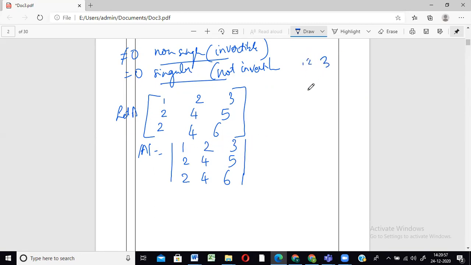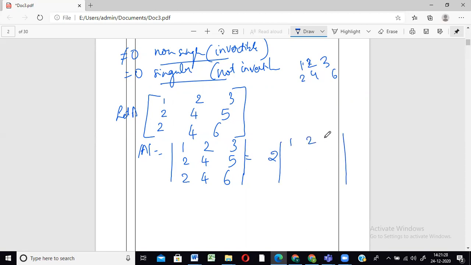Here what we can notice is the first row's elements are 1, 2, and 3, correct? Second row is 2, 4, and 5. That's okay. But the third one is 2, 4, and 6. Can you make out some kind of relationship between these two rows, row 1 and row 3? Row 3 is exactly double of row 1, right? 1 becomes 2, 2 becomes 4, 3 becomes 6. So we can always take that 2 outside common because we have that common from the third row, correct?